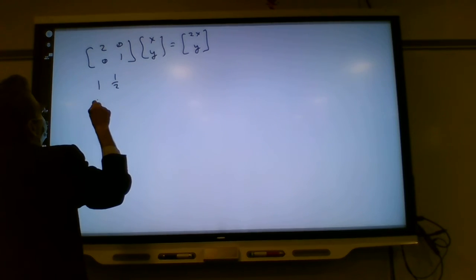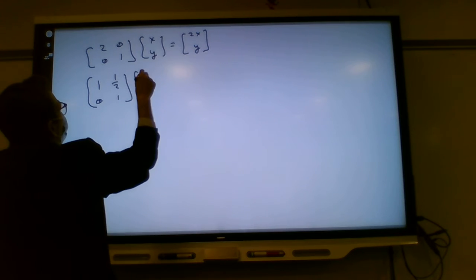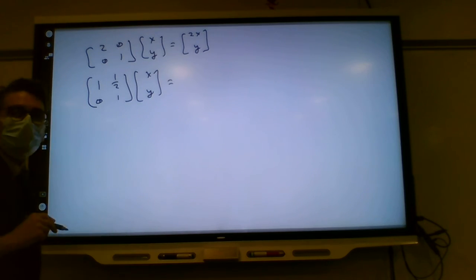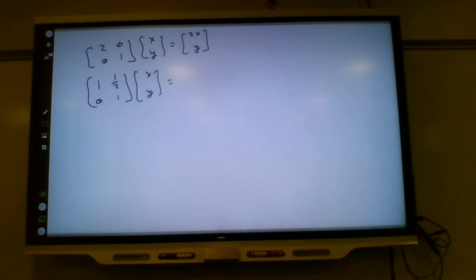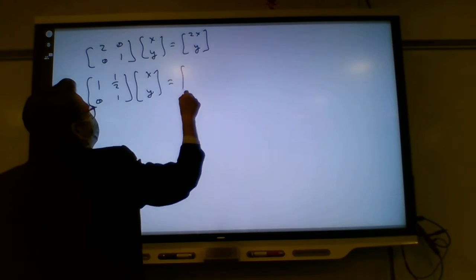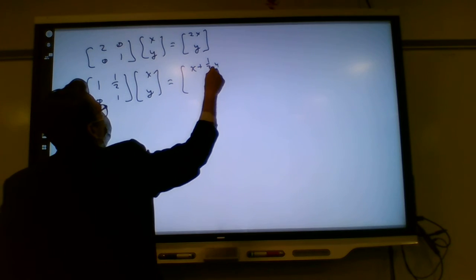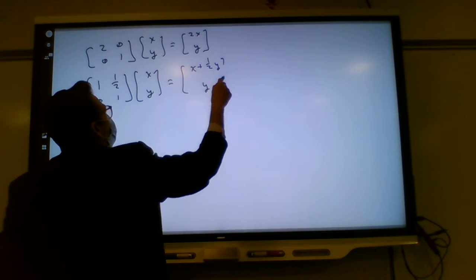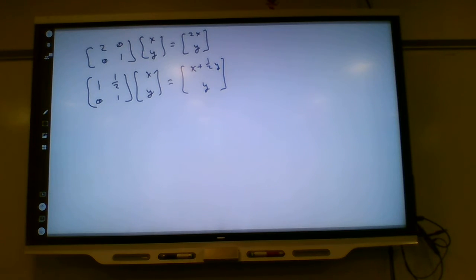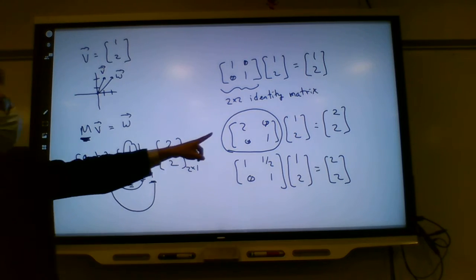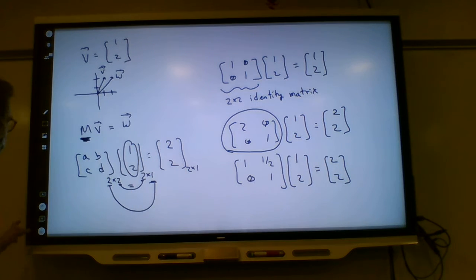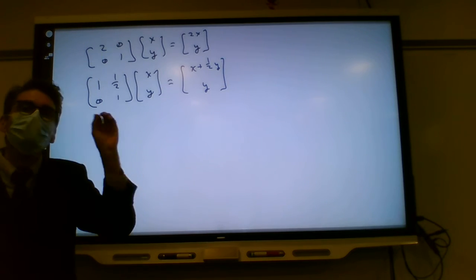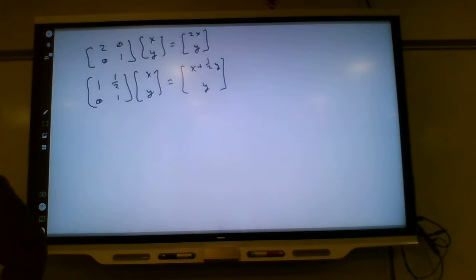What if I did the same thing with this? x plus 1 half y, and y. And so in which cases does that double the x? Only sometimes, right? Only if x was half of y to begin with. So in the particular case of 1, 2, either of them give the result, but as far as the purpose being to double the x value, only one of those does that.